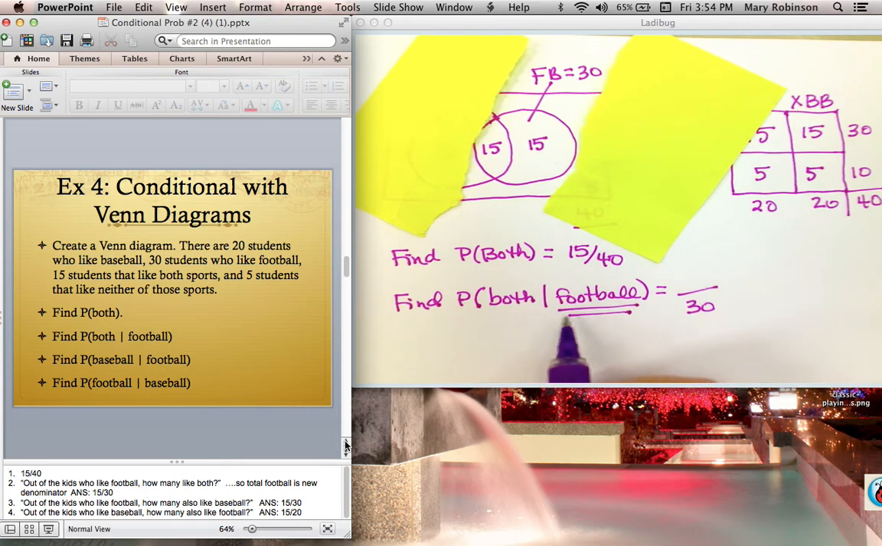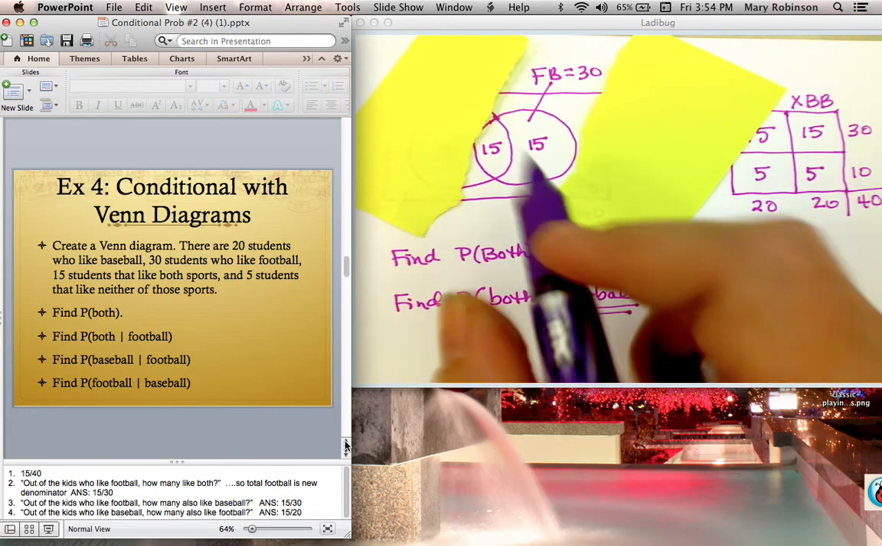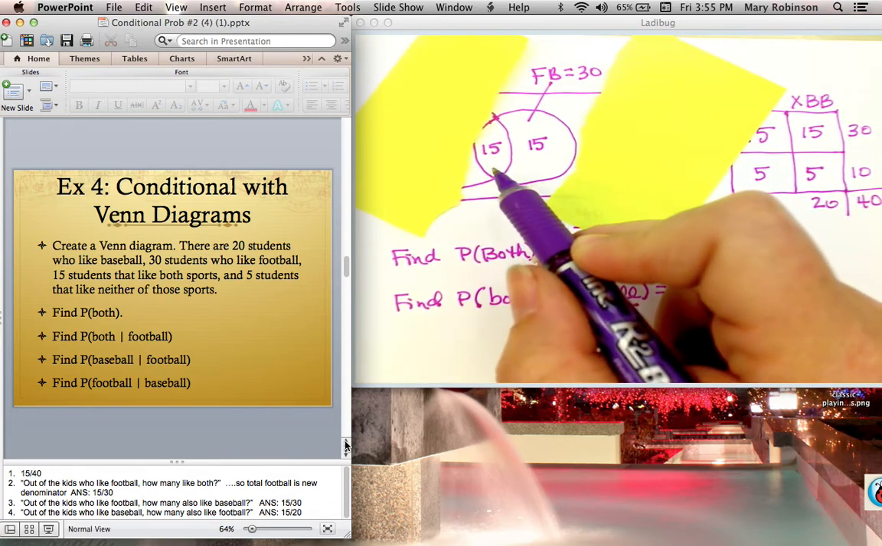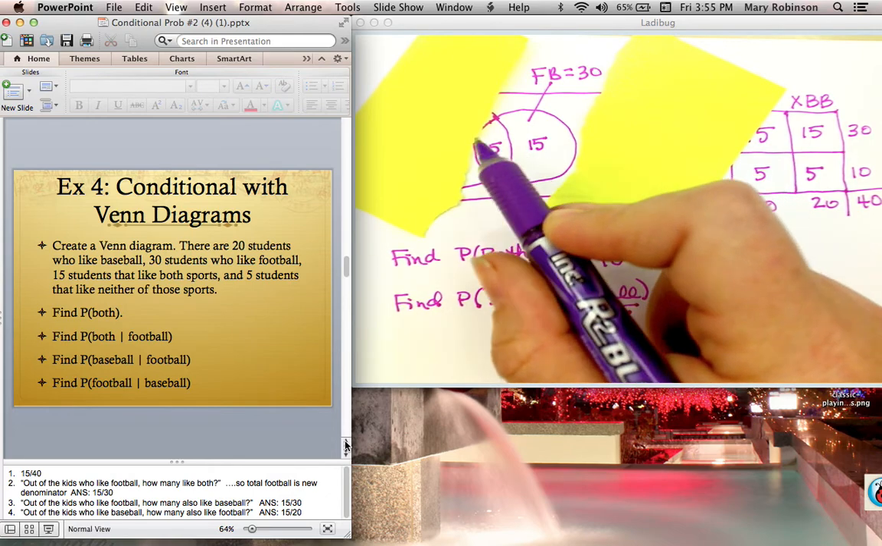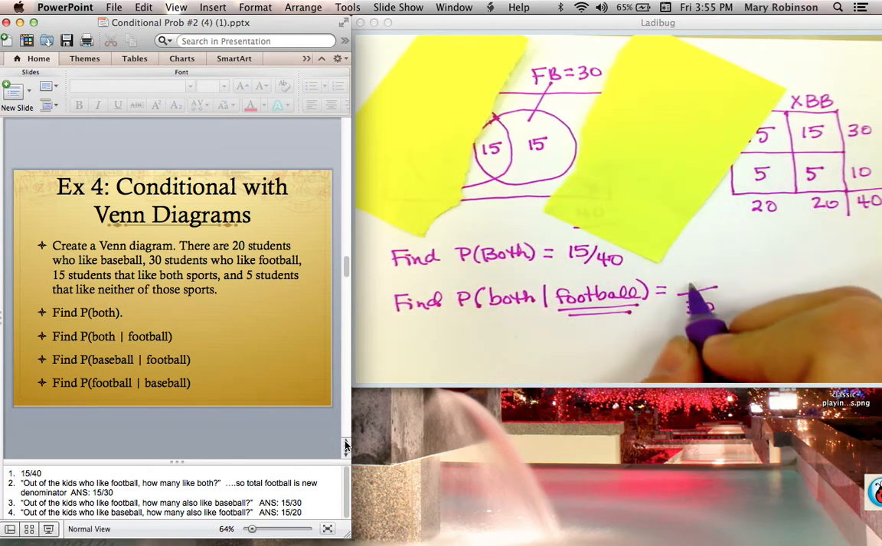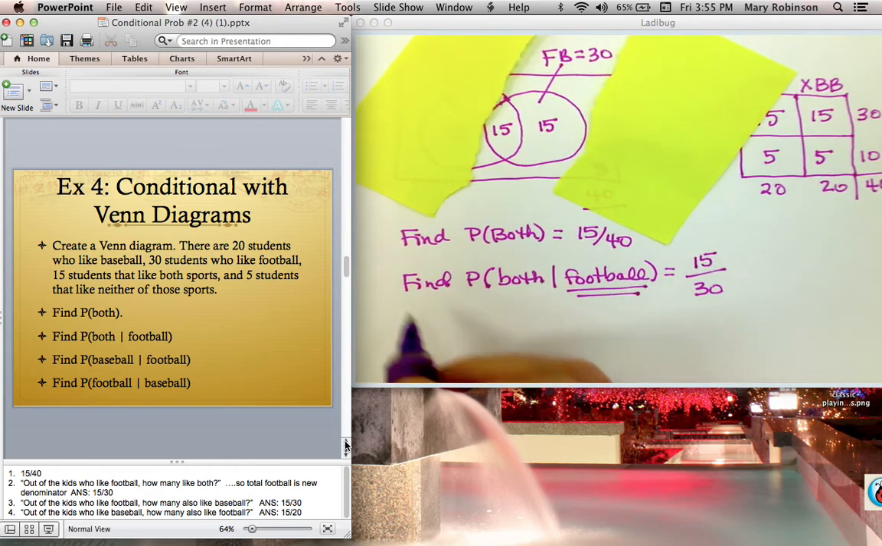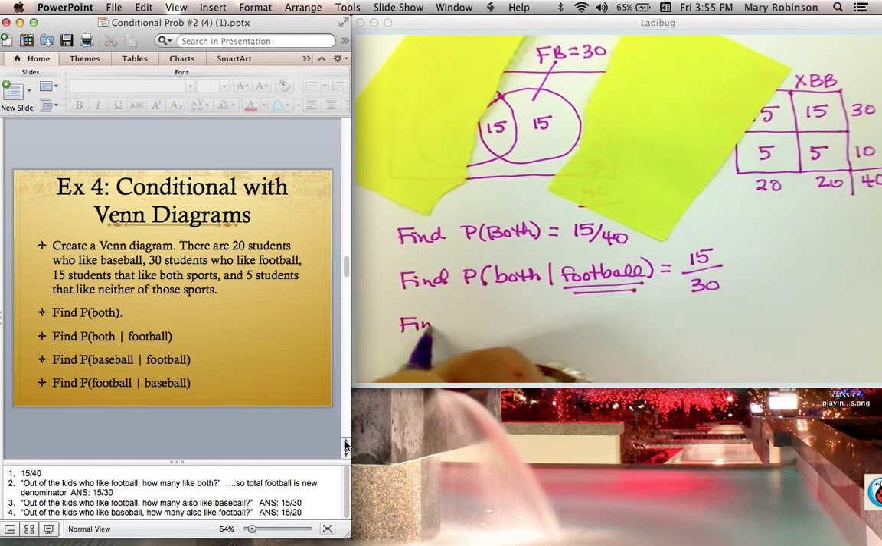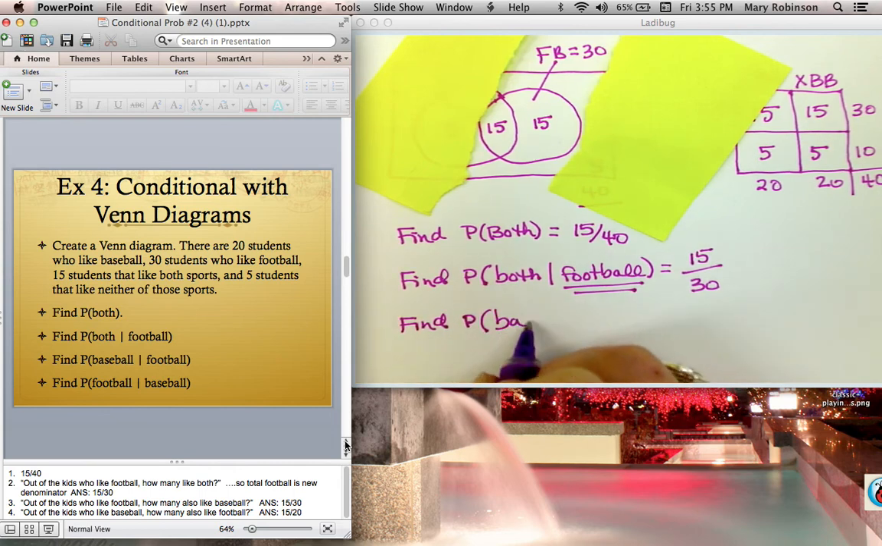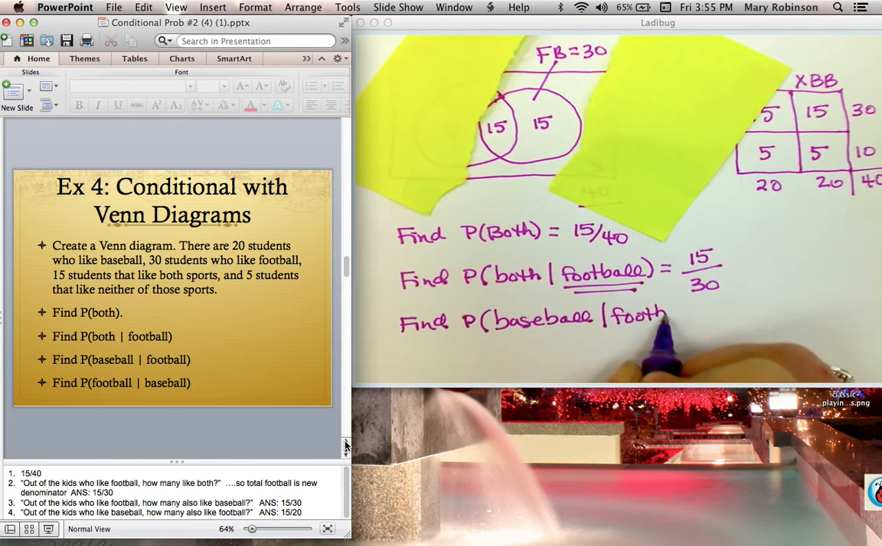So what this is asking is to find the probability that they like both, meaning football and baseball, given that they like football. If you consider your Venn diagram, that would be the 15 that also like baseball. So my numerator would be 15. Again, do not reduce. On the PowerPoint, the next problem asks us to find the probability that they like baseball, given that they like football.